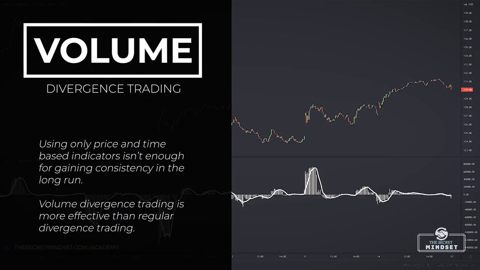You see, the big problem with most technical traders is that they rely too heavily on price and time indicators and don't evaluate volume indicators sufficiently. In the current marketplace, however, using only price and time-based indicators isn't enough for gaining consistency in the long run.